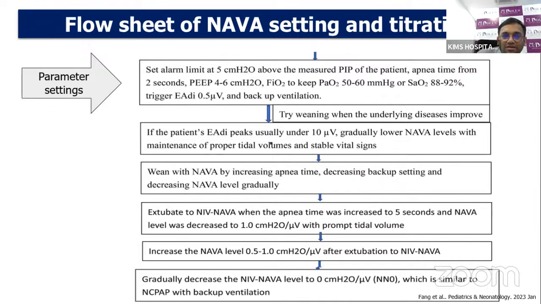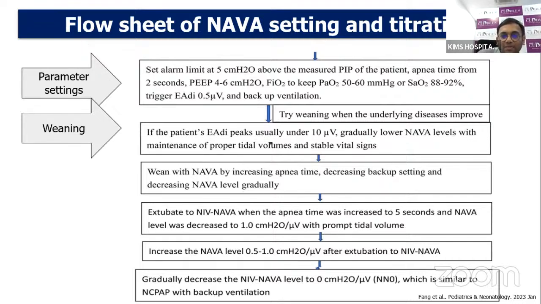As soon as the baby's disease condition is improving, slowly we can see that the patient's EDA peaks will gradually fall under 10 microvolts. Then you need to slow down the NAVA level, and we need to maintain the EDA peak in 10 to 15 microvolts. So first, we decrease the NAVA level while maintaining the proper tidal volume, and then maintain the EDA levels in 10 to 15 microvolts.